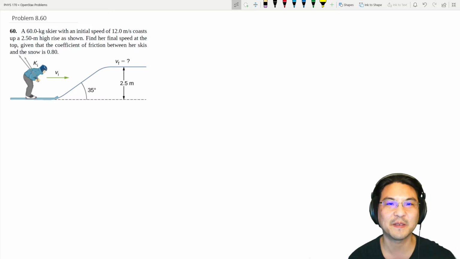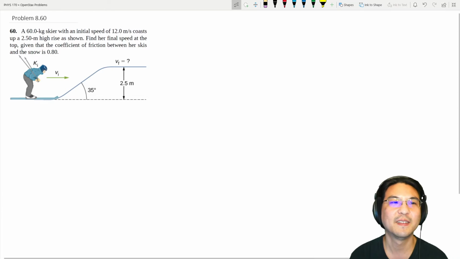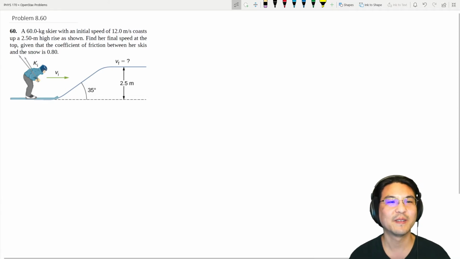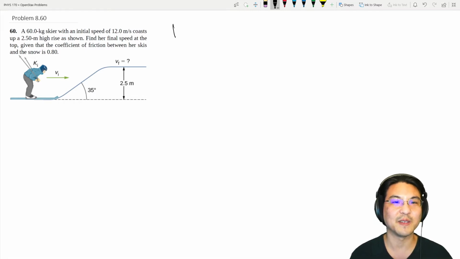Everybody, let's try this problem. So we have a skier with some initial speed, then goes up this high rise, and then we want to know the final speed. Okay, so now there is friction. So there is work being done by friction, kind of messing up our conservation of energy.